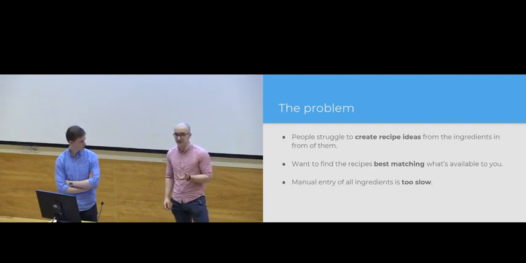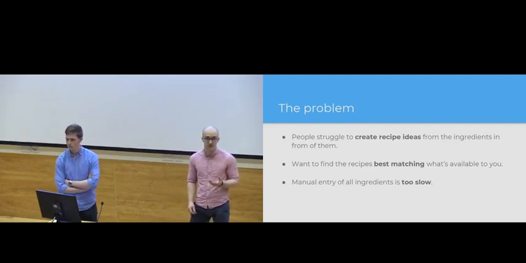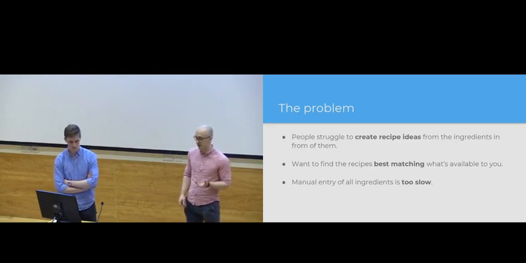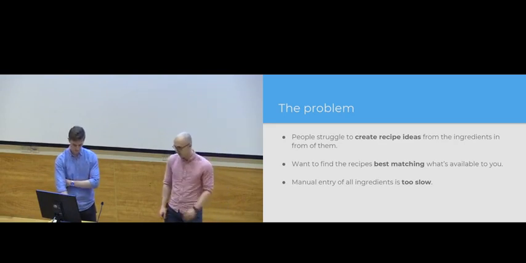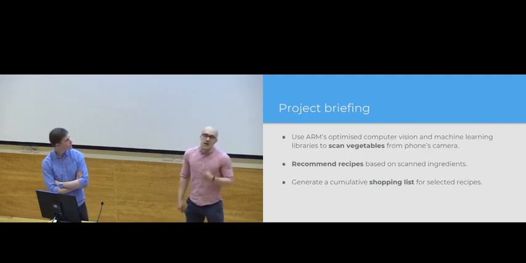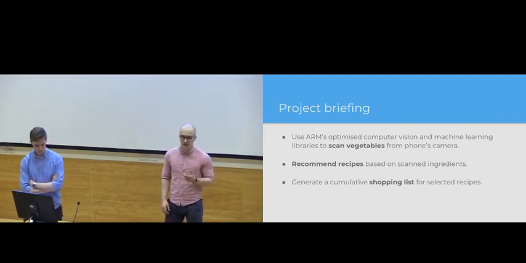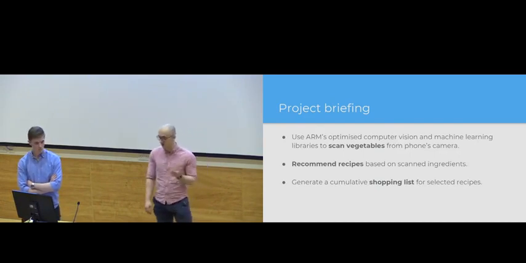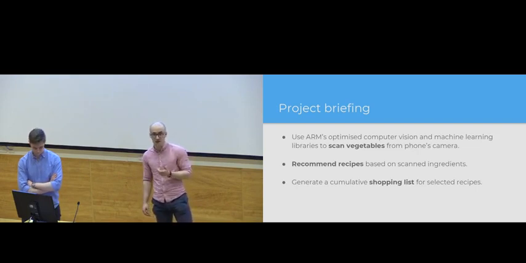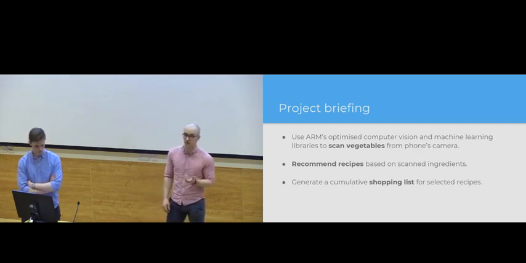While there do exist applications that allow you to enter in ingredients and will provide you with a list of recipes, these rely on manual entry and are slow and cumbersome. AI Chef aims to solve this by using computer vision to recognize ingredients automatically from live video. We use ARM's optimized computer vision libraries to improve the speed and efficiency of this, and our app specifically focuses on recognizing vegetables.